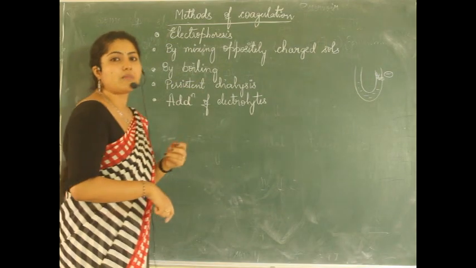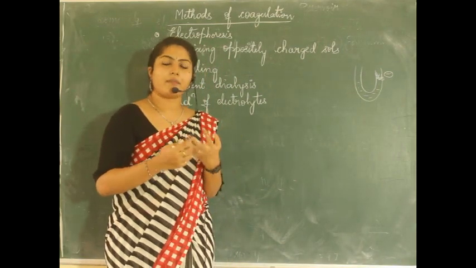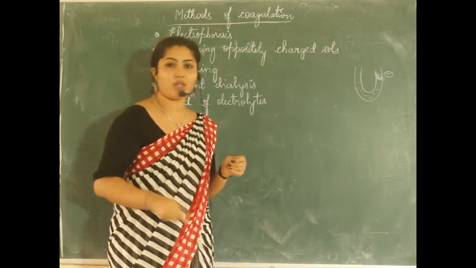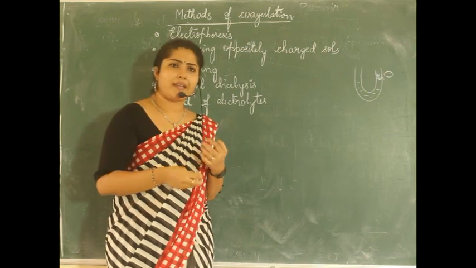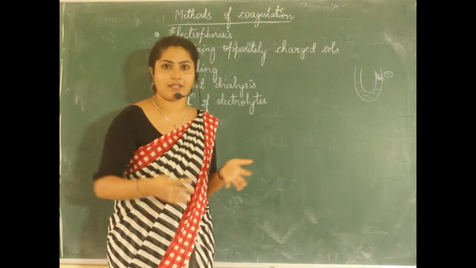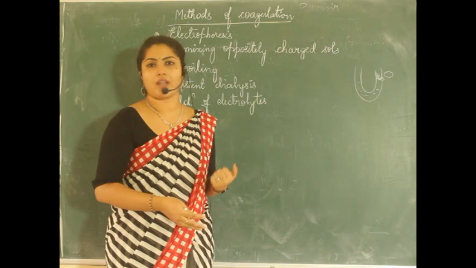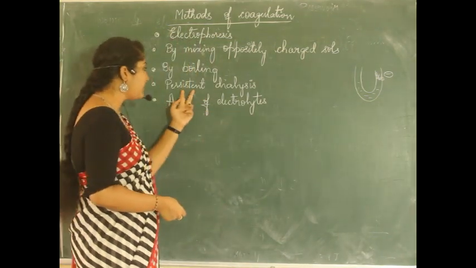The third method is boiling. We know the stability of these sols is because the particles are continuously moving in zigzag motion, Brownian motion. What happens if you start boiling? The motion of particles will increase, kinetic energy increases more. After some time, it results in coagulation, it precipitates.